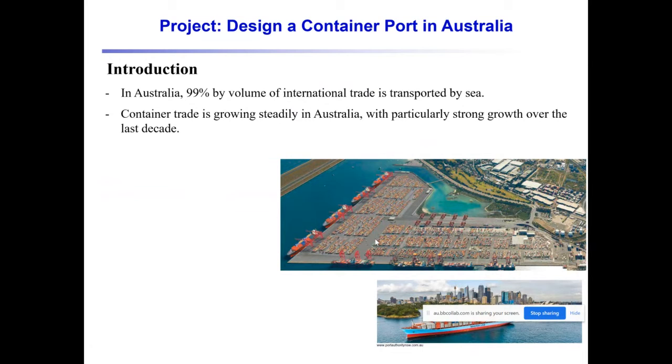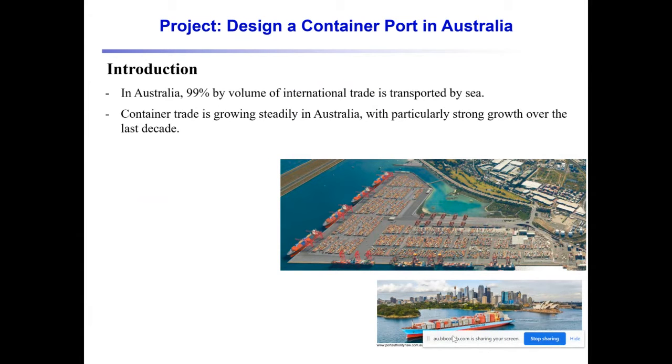But about the project that we actually developed this year for you. The project is one of the most important projects in Australia. As you might know, in Australia, 99% by volume of international trade is transported by sea and in containers. So container trade is growing steadily in Australia with particularly strong growth over the last decade.